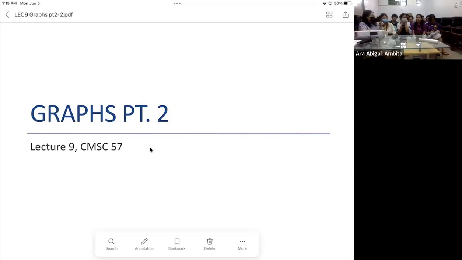Adjacency list, what else? Adjacency matrix, and what else? Incidence matrix also. Okay?